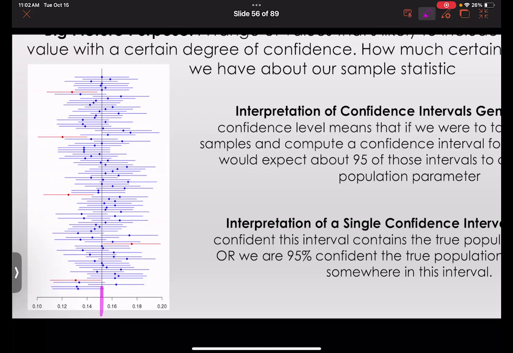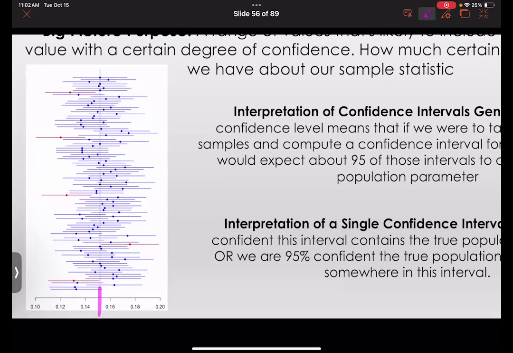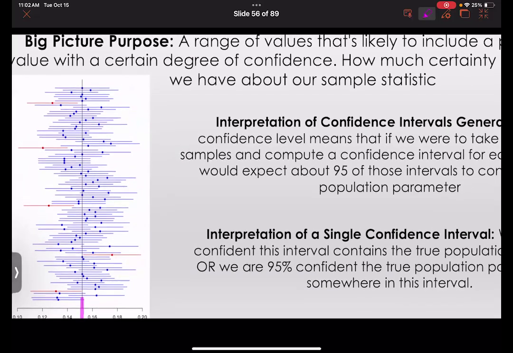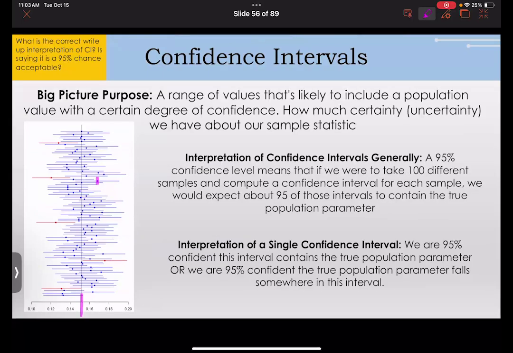Now, if I'm running this one, this is the one I just chose. That's mine. That happens to be my one study, right? Does my one study have it? Do I know that? No. So what does it mean? How confident am I that my one study has it? Essentially, we're 95% confident that my one interval has the true population parameter in it. That's how we interpret it. No chance language. Never chance language in this class.